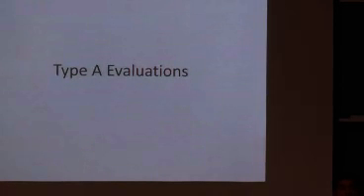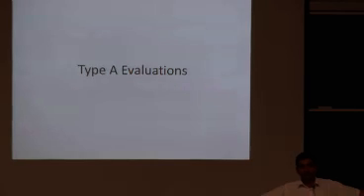Now we talked about type B evaluations. So you take a single reading, even with that single reading, even though you are sampling a point, but there is a set associated with it.